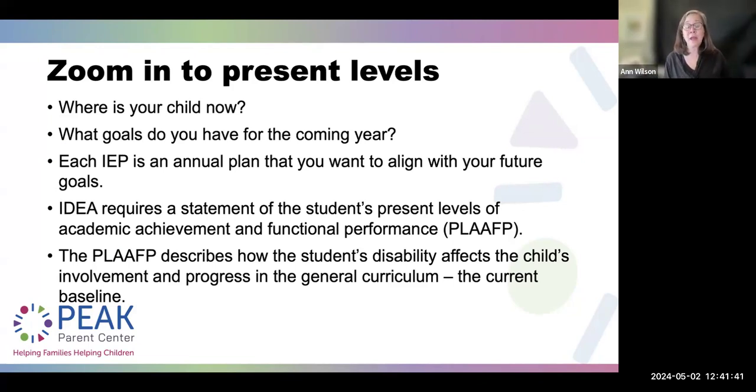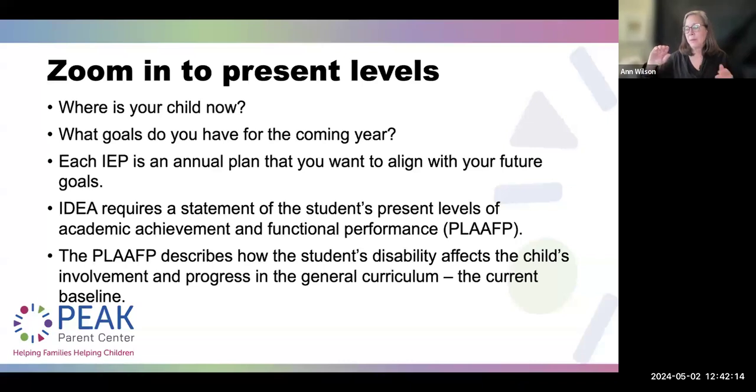The IDEA requires a statement of the student's present levels of academic achievement and functional performance. So that's a section of your IEP. It's sometimes called the PLAF, PLAAFP. Sometimes people call it the PLOP. It used to be, in some states, present levels of performance. But in general, that describes how the student's disability affects the child's involvement and progress in the general curriculum. And again, in your IEP meeting, you're just thinking, what's our priority for the coming year?